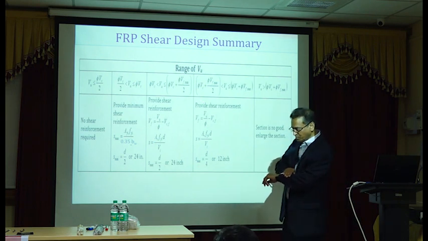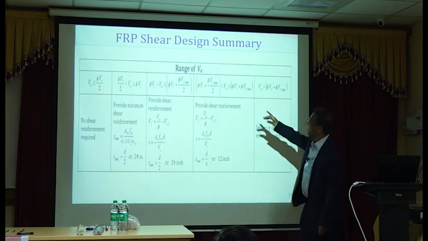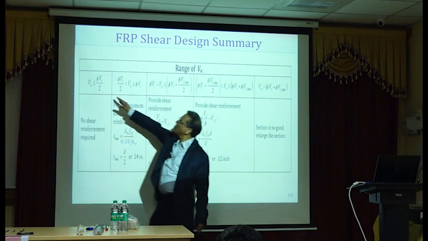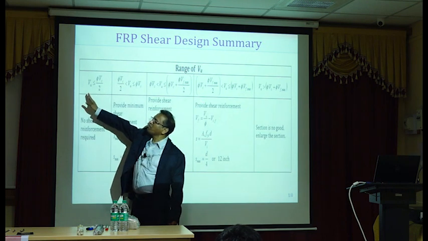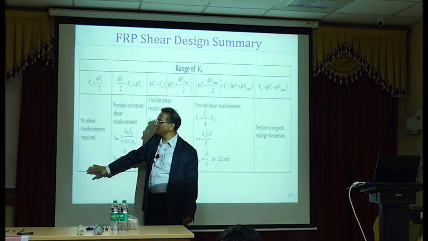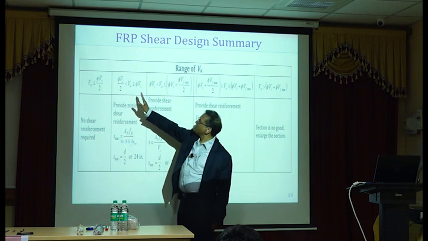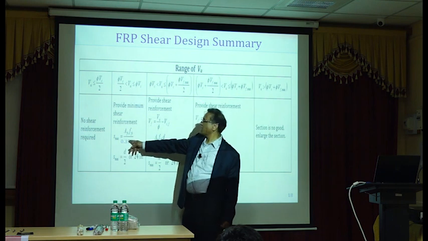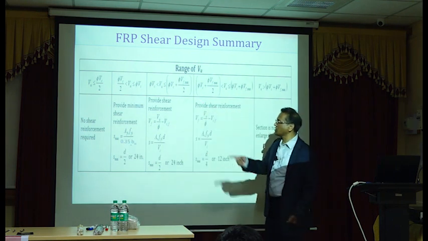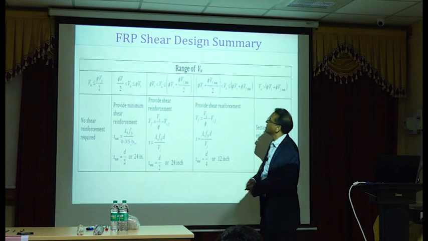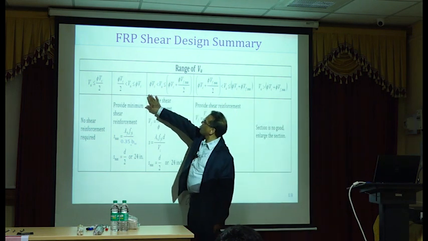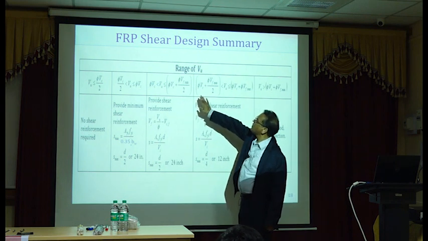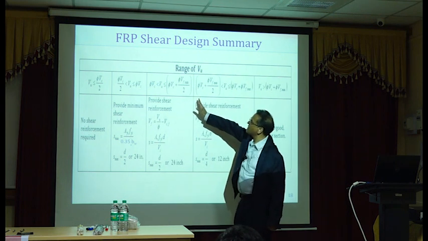We have 5 columns, and then for phi VC over 2 greater than V sub U, no shear reinforcement is needed. Between phi VC over 2 and phi VC, you provide minimum reinforcement. We have SI equivalent here. I have that equation in terms of SI units. And then from phi VC to phi VC plus phi F max over 2, that's the other limit.